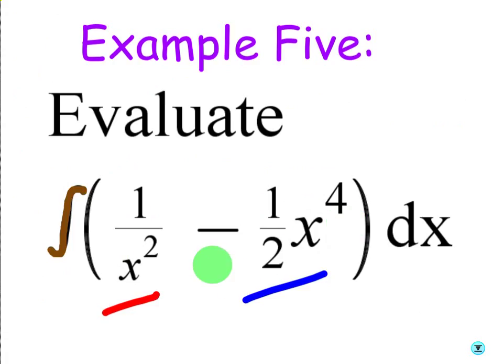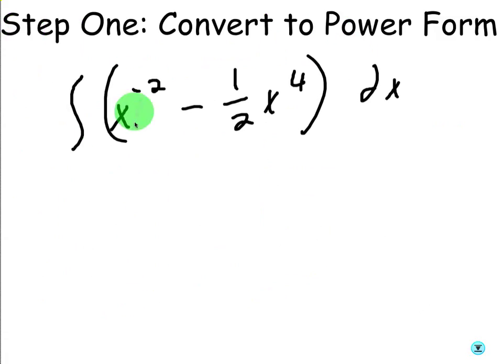Now, remember step 1 we haven't really done much with. We're going to this time. This is not in power form. This looks like a rational function. We can rewrite this as x to the negative 2. That way it looks more like a power, and we can use the reverse power rule. The other one was kind of already in form.